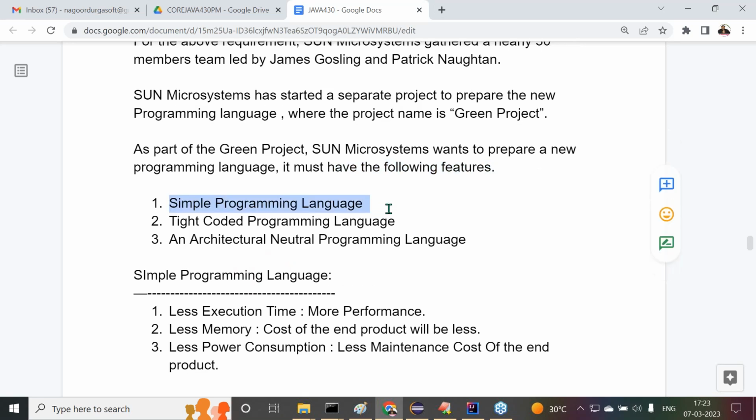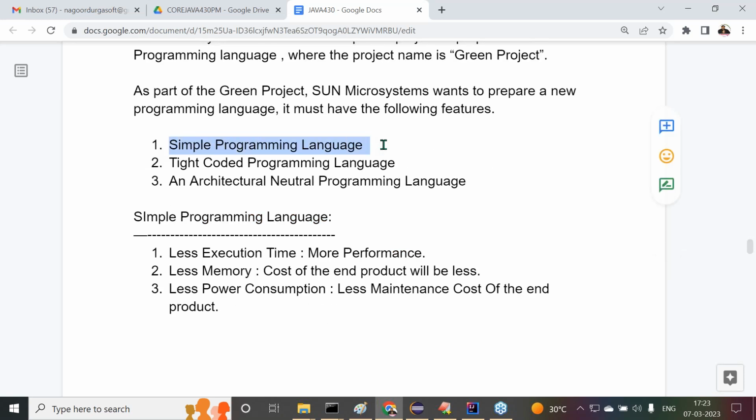First one is a simple programming language. Next one is a tight coded programming language. Third one is an architectural neutral programming language. What is the meaning of simple programming language I have given? No need to remember all these examples here. We can remember only the catch words.